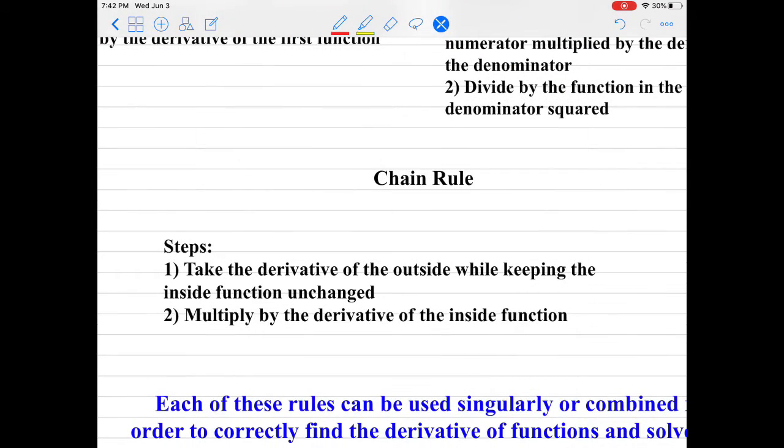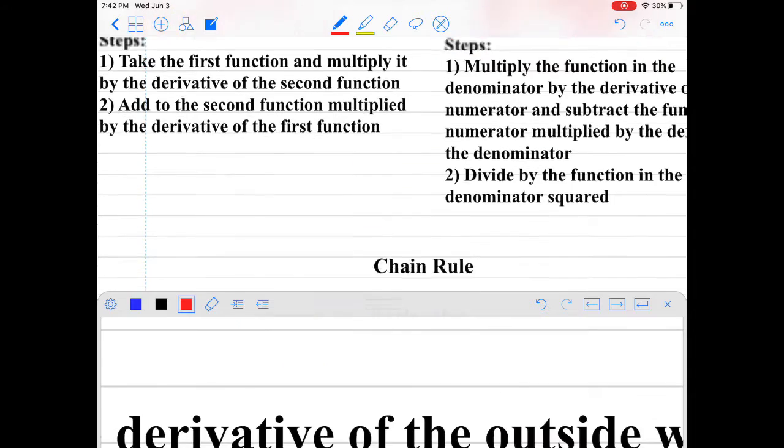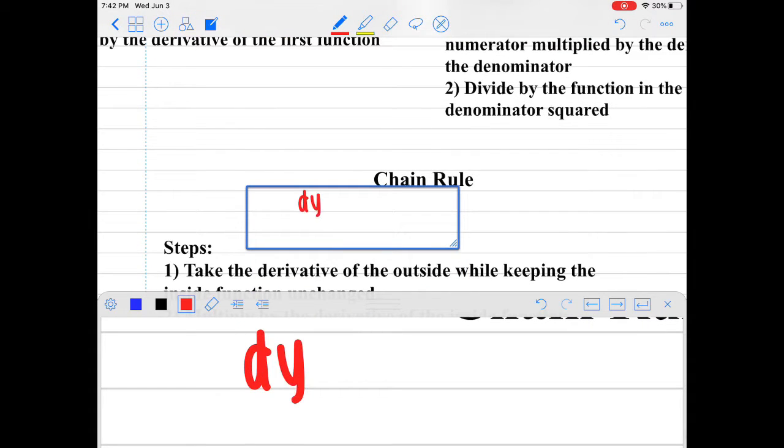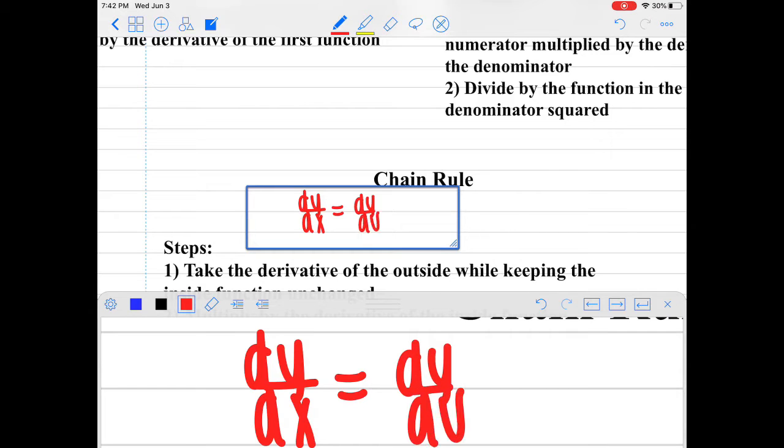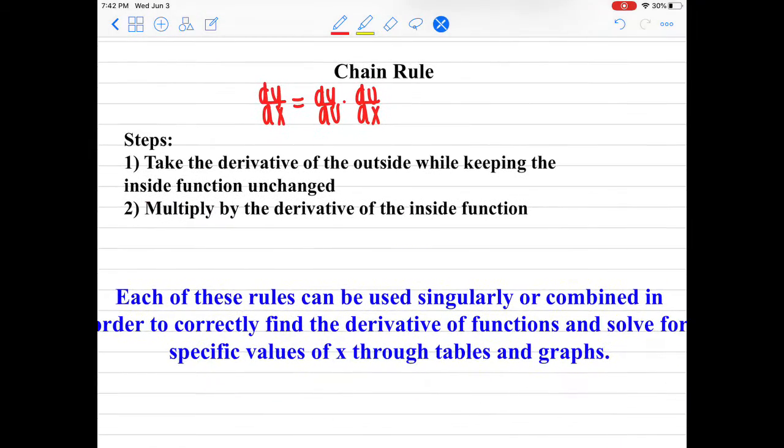Next, we have the chain rule, which is used to find the derivative of the composition of two or more differentiable functions. In this rule, you take the derivative of the outside while keeping the inside function unchanged, and you multiply that by the derivative of the inside function.